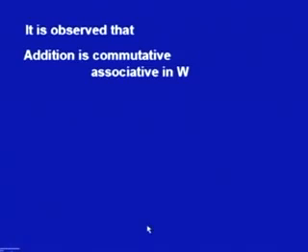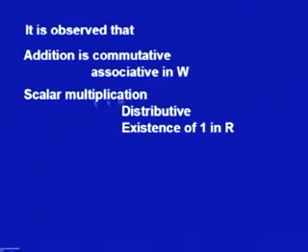These are two examples. Further, it is observed that addition is commutative as well as associative in W, because all the members in W belong to V. So, if it is associative and commutative in V, then it has to be in W. That is straightforward. The next thing is scalar multiplication. Again the same logic is applied: it is distributive in V, so it has to be distributive in W also, because W is a subset of V. The existence of 1 in R is also implied.